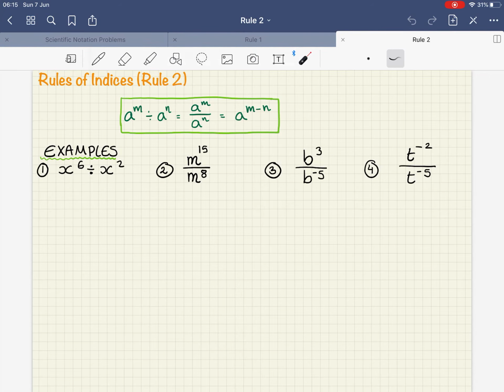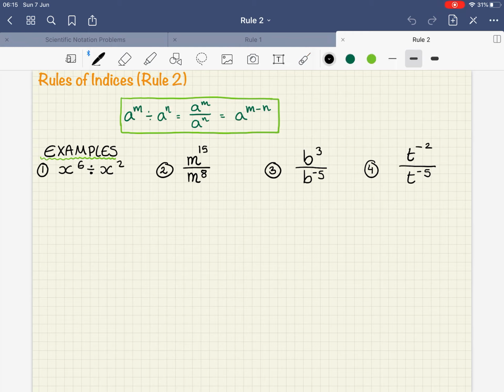Okay, so now on to rules of indices, rule 2. So essentially this is basically like the reverse of rule 1. And if you remember 1, you can quite easily remember the second one. So if you remember our first one, when we have two things multiplied, we added the powers. Well, now we are dividing. And so division is the opposite of multiplication. So we do the opposite of addition. And so all we need to do is subtract the powers this time around.